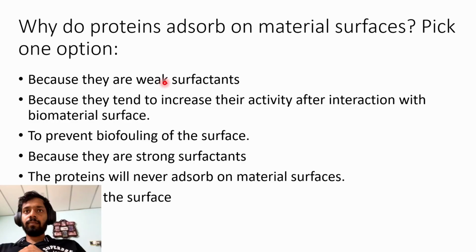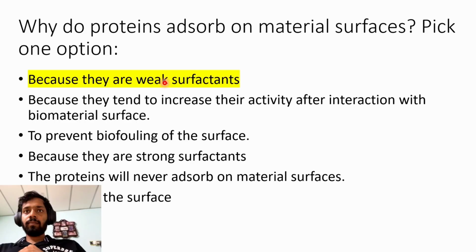So proteins are not strong surfactants; they're weak surfactants. And because they're weak surfactants, why are they binding to material surfaces? This comes from the fact that if a protein is a weak surfactant, it will definitely have a hydrophobic region and a hydrophilic region because it is a surfactant. It doesn't matter if it's strong or weak, but since it's a surfactant, it will have both a hydrophobic region and a hydrophilic region.